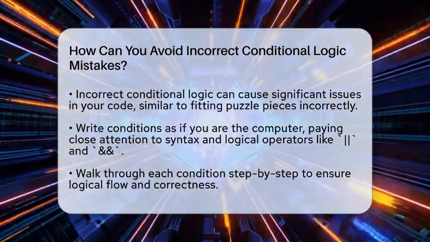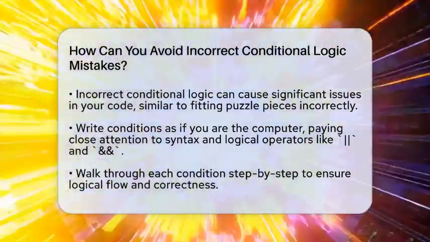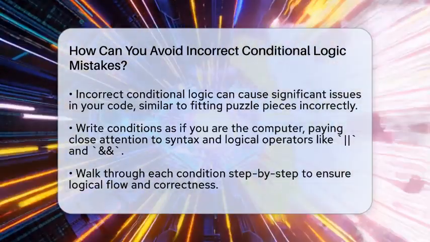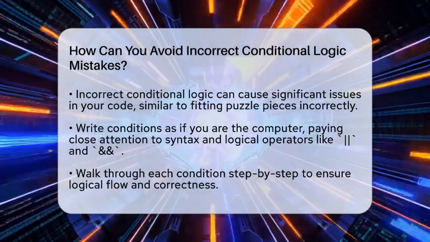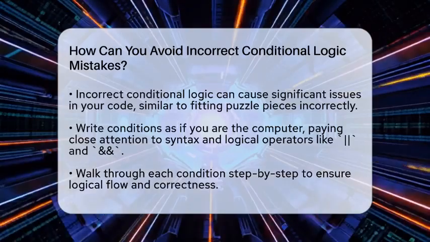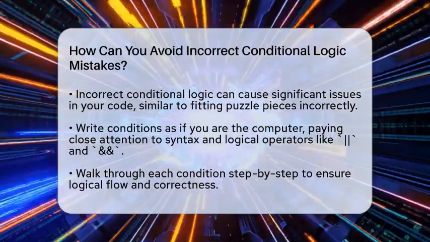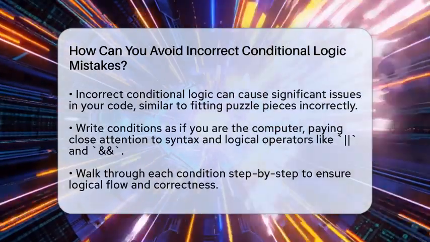Let's walk through some simple, clear steps to keep your code working smoothly. First, think like a computer when you write conditions. Computers evaluate conditions based on exact syntax and logical operators. For example, using double vertical bars for or, double ampersands for and. If you mix them up, your code might always run one part or never run at all.